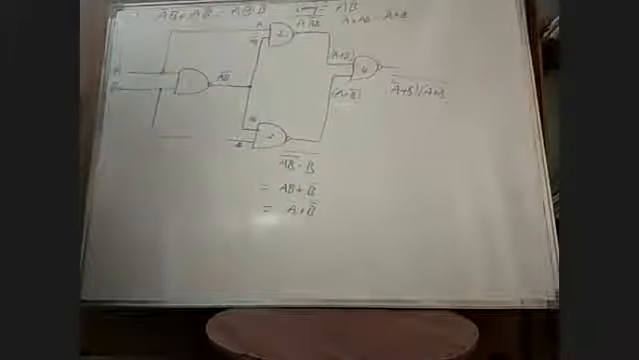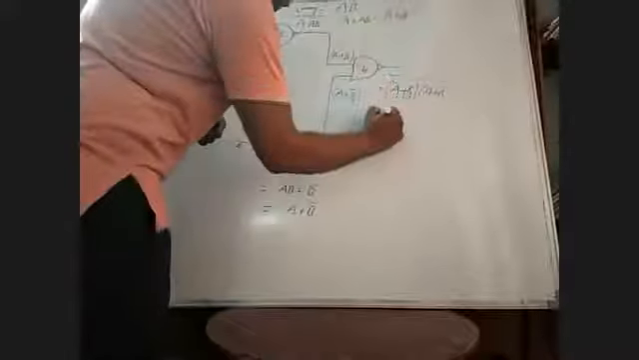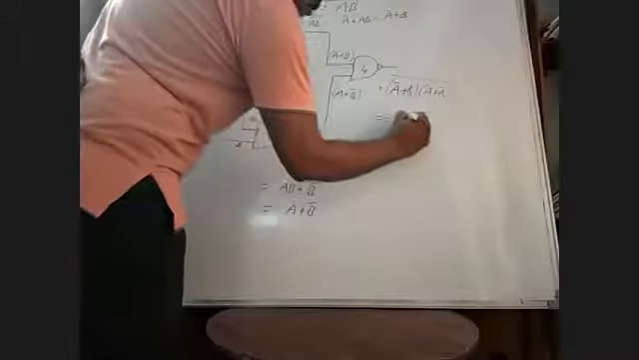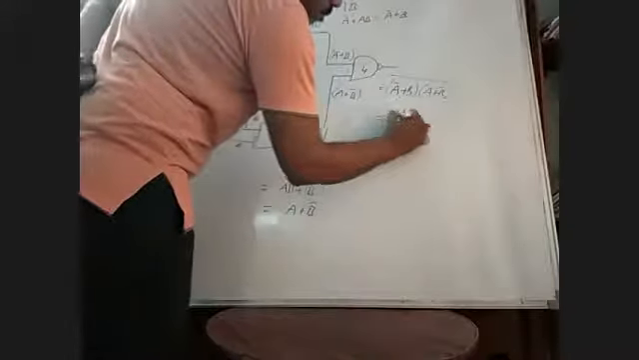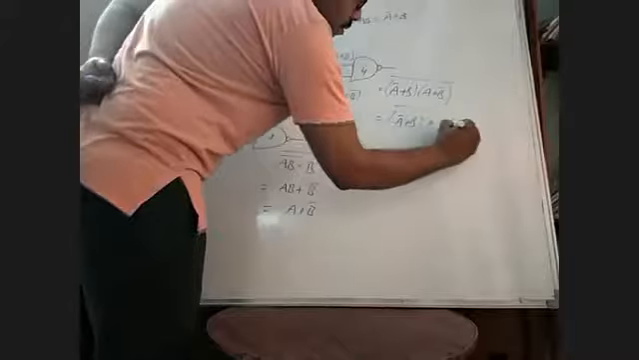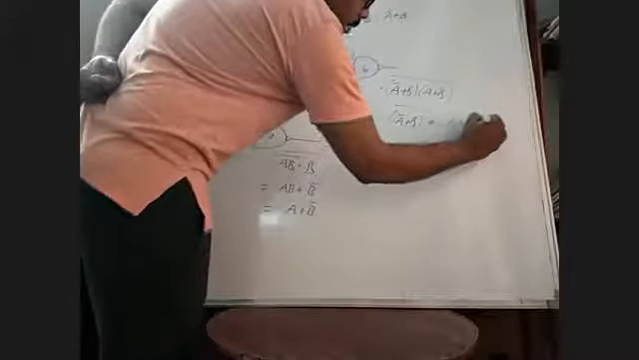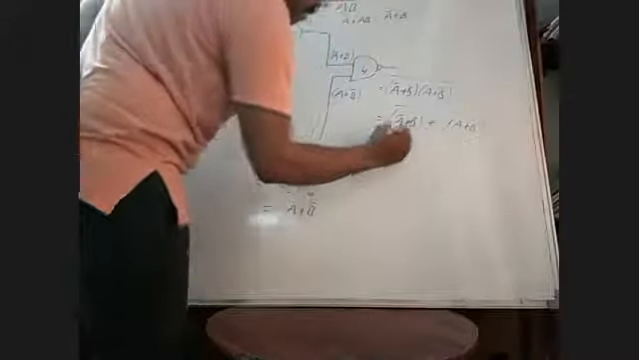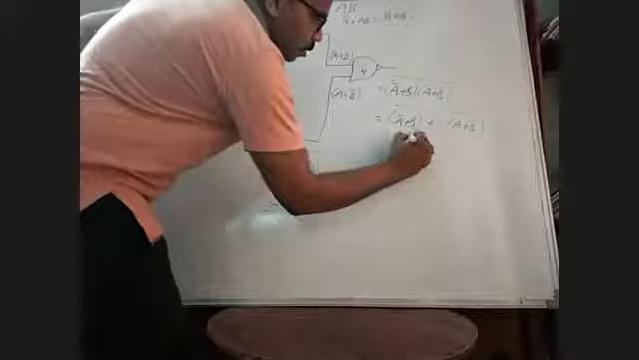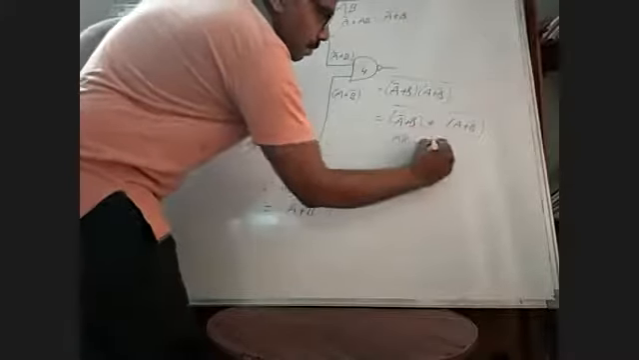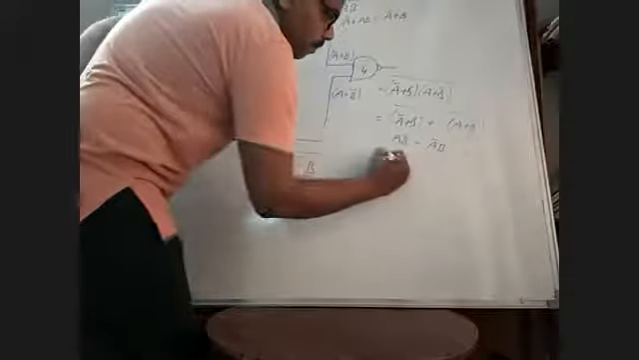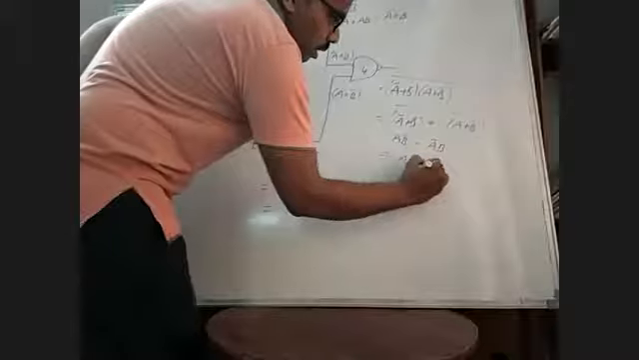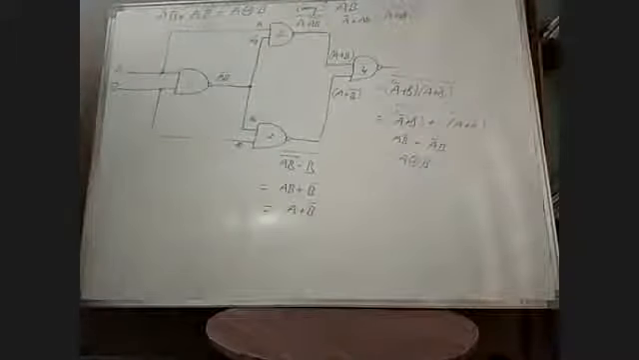Apply De Morgan's law again: (A bar B) whole bar plus (A plus B bar) whole bar. By applying De Morgan's law again, we can write this as A into B whole bar, A bar into B. We can write this as A exclusive OR B. This is my sum output, and we call this our sum output.